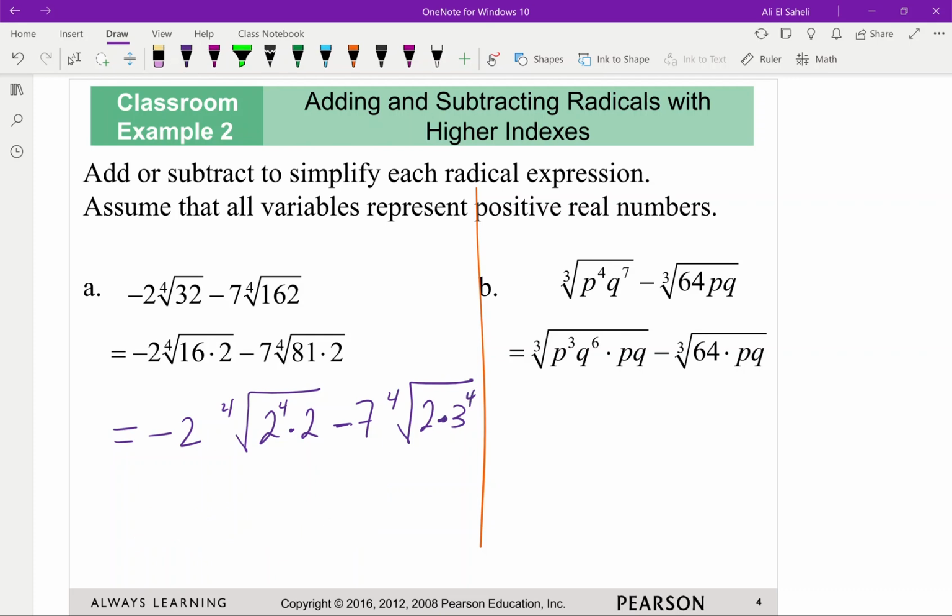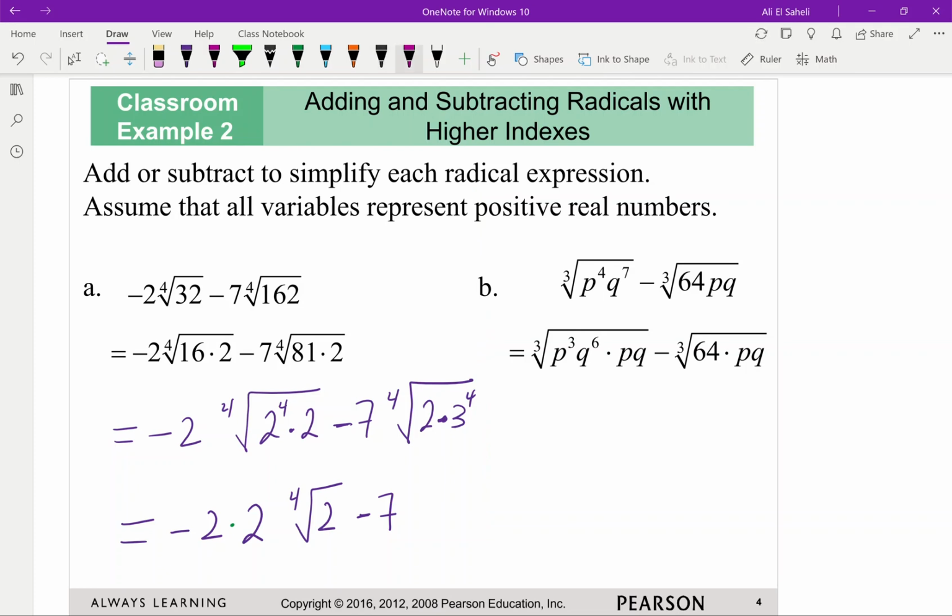Okay. When you have the same power and root index, they cancel out. So we have minus 2. The fourth root is cancelled with the power 4, so 2 comes out, times 2. And what's left under the fourth root is 2. Fourth root of 2. Similarly, you have minus 7 here.